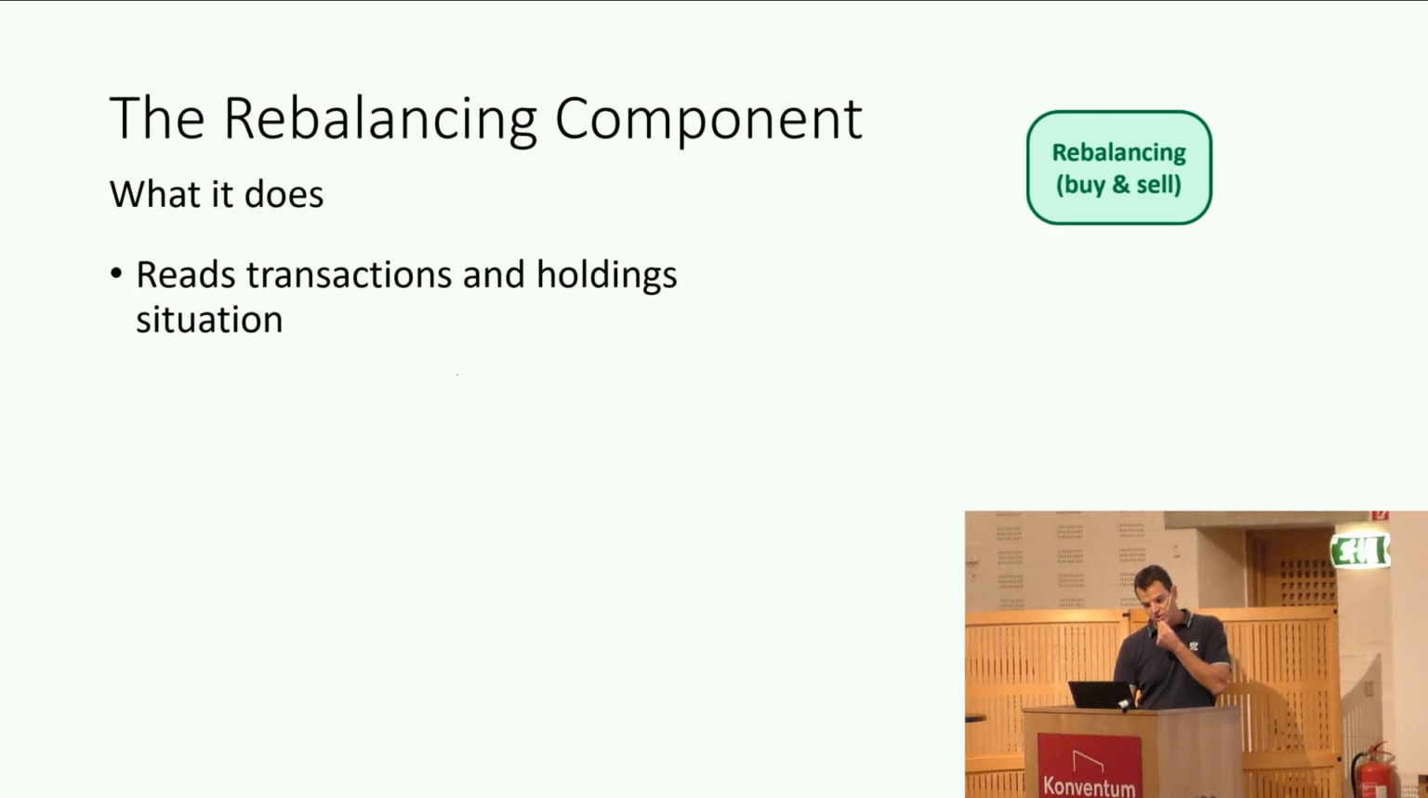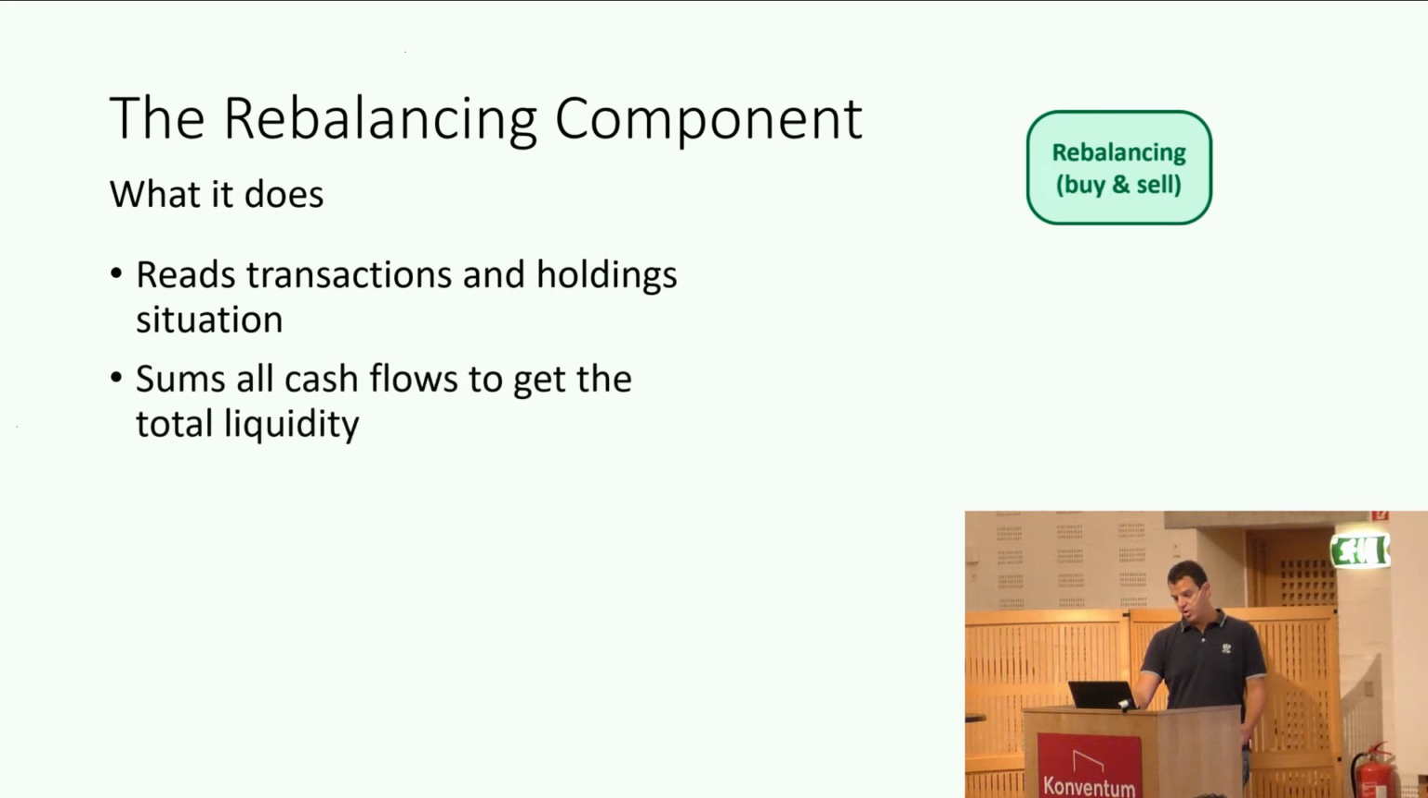This particular box reads what the position calculation has already computed and stored somewhere. It sums up all the cash flows that are falling in the period of the calculation and can know the weight of all the holdings in the portfolio so that it can calculate the current asset allocation of the portfolio.